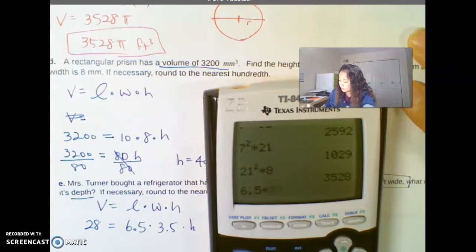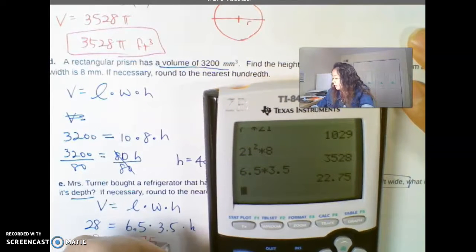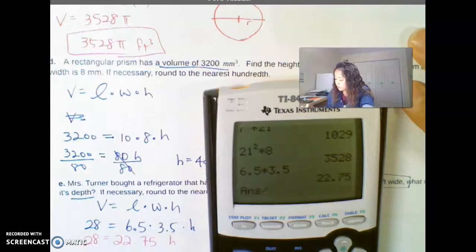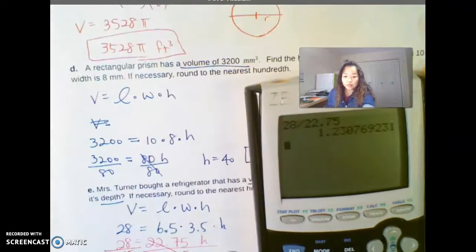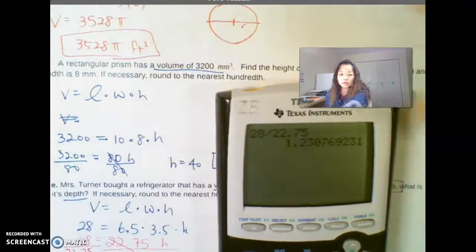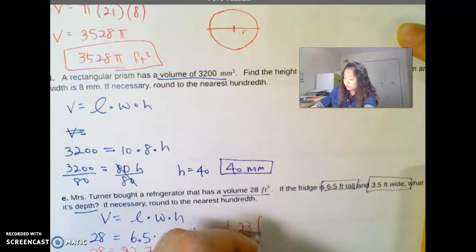So 6.5 times 3.5 is 22.75. So it's 28 is equal to 22.75 and then the h, or the depth. So 28 divided by 22.75. Why? Because we want to do 22.75 divided by 22.75. 1.23. I got 1.23. I'm sorry, it's out of the camera. So it'd be 1.23 feet.